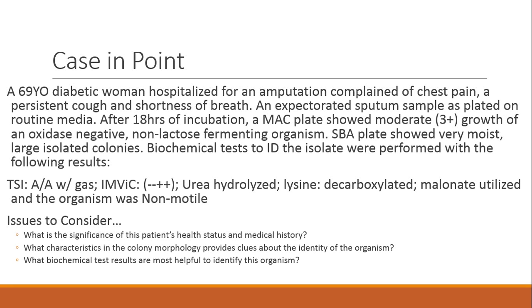So what's the significance of this patient's health status and medical history? She's kind of at risk for opportunistic infections, right? She's diabetic, so her immune system, she's at risk for wound infections. Her immune system isn't up to par. She's in the hospital. She's had something amputated. She's probably in bed for a long period of time. So respiratory infection is likely. So she's got a lot of things at risk.